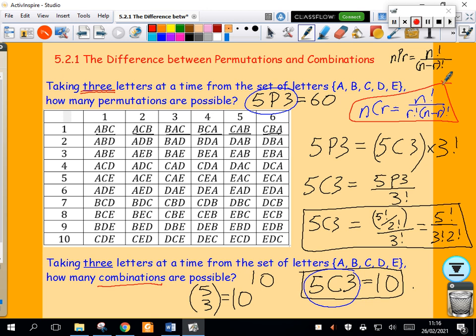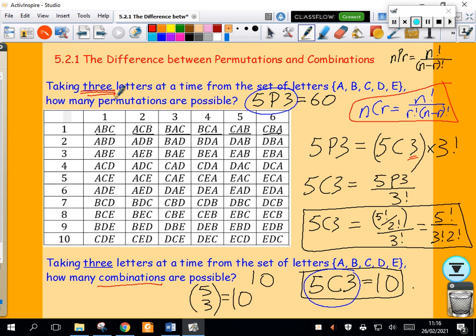Okay, so permutations, there's always more permutations than combinations. How many more? Well, it's the number of combinations multiplied by the factorial of the number you're taking at a time.